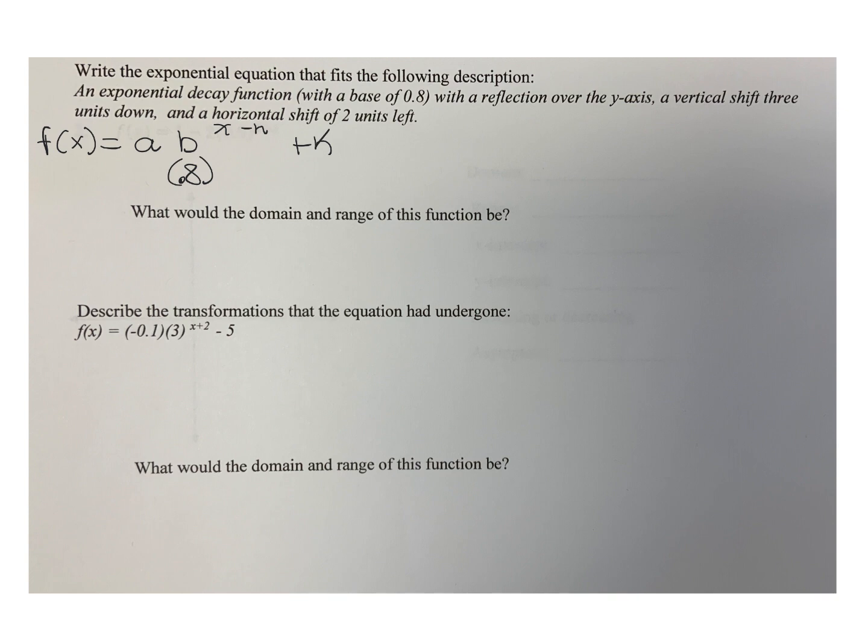If I want to reflect over the y, that means your x has to be a negative. A vertical, that's an up and down. Vertical shift 3 units down. That means this has to be a minus 3 because I'm going down 3. And a horizontal shift of 2 units left. So I want to have a plus 2 in here.